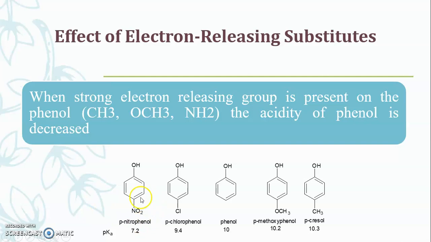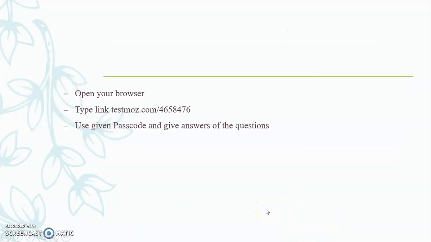Here we can compare the acidity of these particular compounds. Nitrophenol is having 7.2, chlorophenol is having 9.4. So this is more acidic as compared to this, which is more acidic as compared to phenol, then para-methoxyphenol and para-cresol, because they are having electron releasing groups. So this is about the acidity of the phenol.